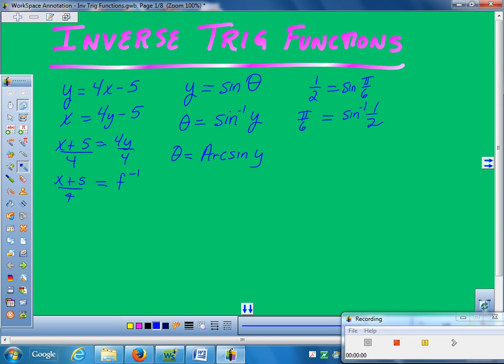The key thing I need you guys to realize is, when we did inverse sine of a half here, what was it equal to? Pi over 6, which is a what? An angle. Inverse trig functions represent angles. That's critical. When you see an inverse trig function, your answer will be an angle.